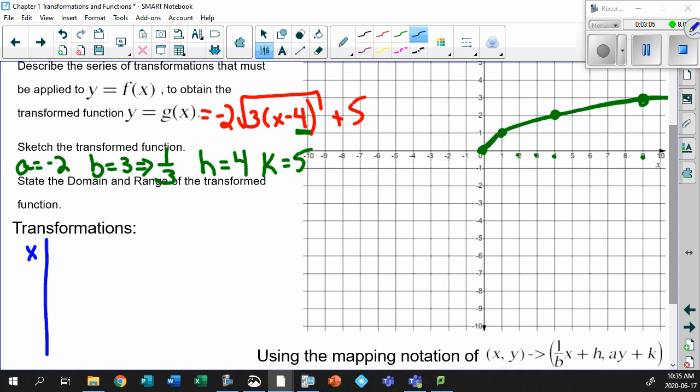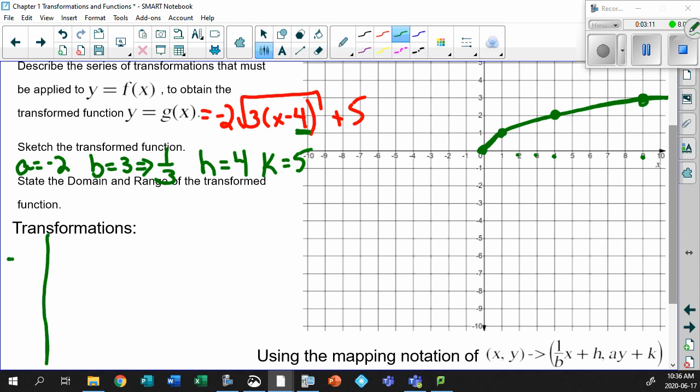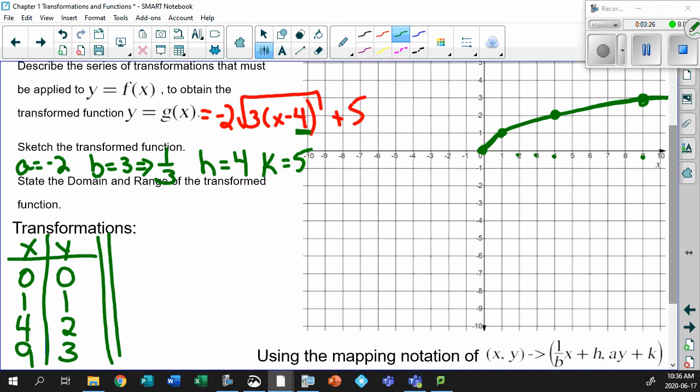I'll do this in green so it matches our graph. Okay, wait a second. Hold on. Here's our original x's, which were 0, 1, 4, and 9. Here's our original y's, which were 0, 1, 2, and 3. Perfect. Now, we're going to transform these guys.